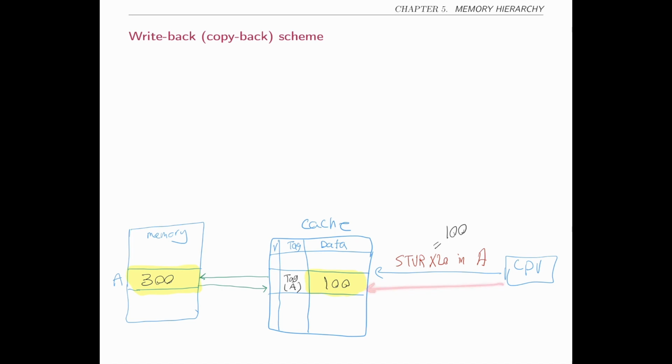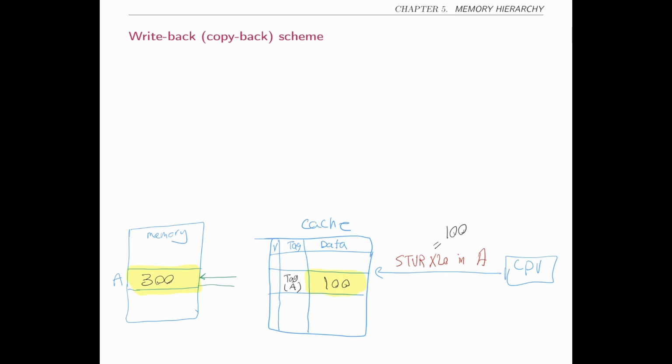Because of that, why don't we actually allow the cache and the memory to be completely out of sync, right? I'm not going to go to the memory. So let's just keep the correct value in the cache and not update the memory right away when you have a store. Okay, so we allow this inconsistency between the cache and the memory to persist, at least for a while.